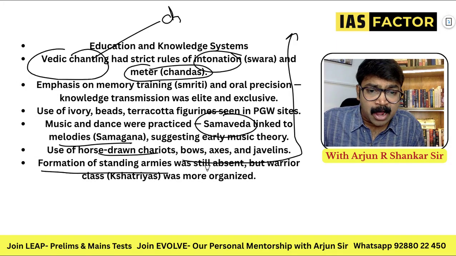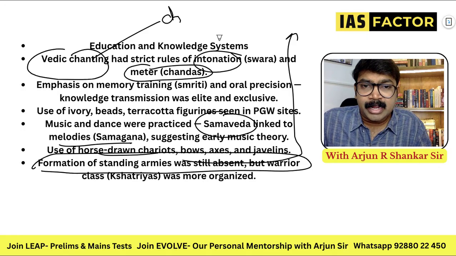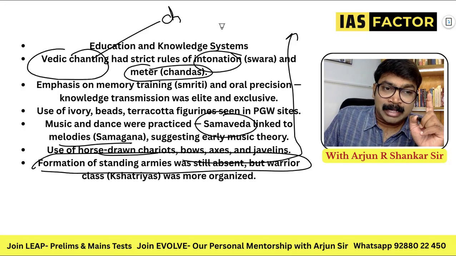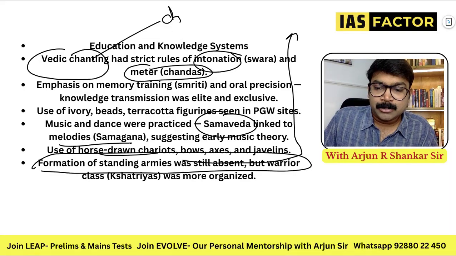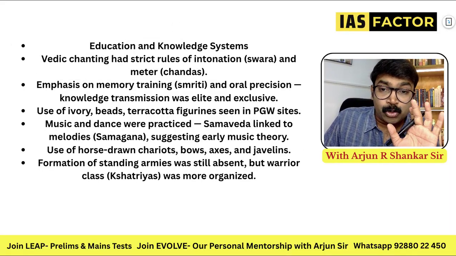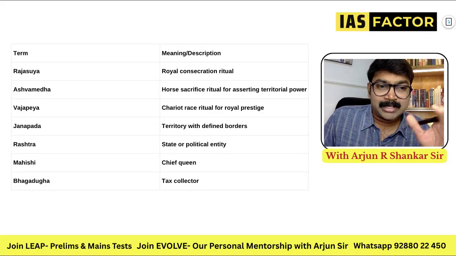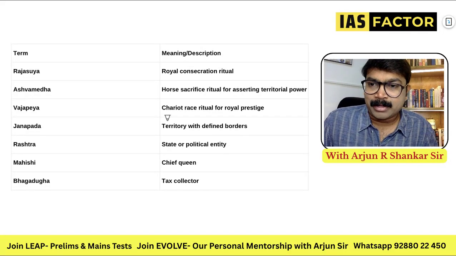Formation of a standing army was absent. In the Nanda period, in Mahapadma Nanda's time, there was a standing army. Ashoka had a standing army. Akbar had a standing army. But there was no standing army in the later Vedic period. Now let's get some terms correct before we end this.